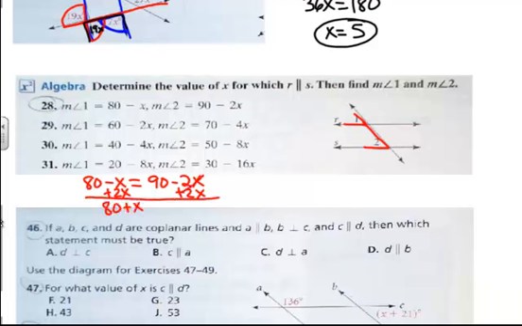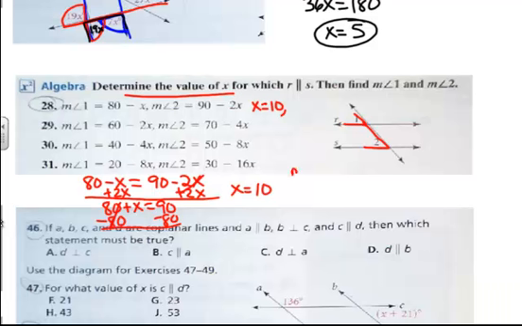80 plus x equals 90, and subtracting 80 from 90, x must equal 10. So determine the value of x. X equals 10. Done. Now I've got to plug it in to find the angles.